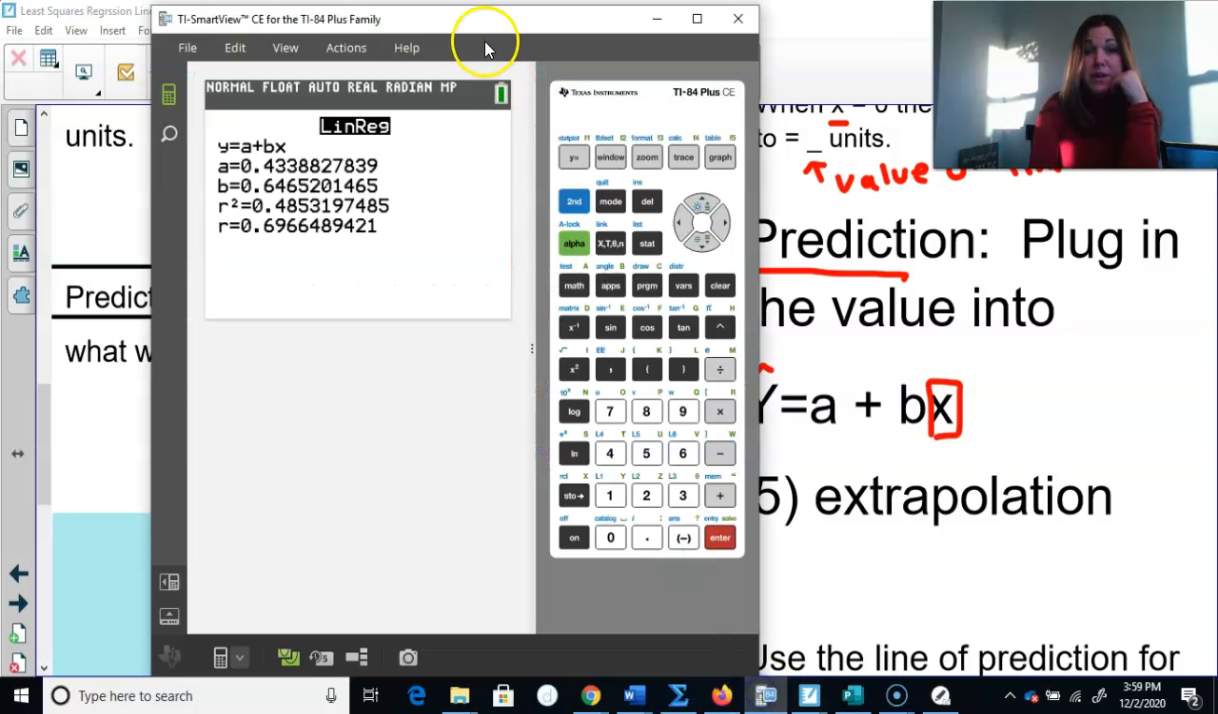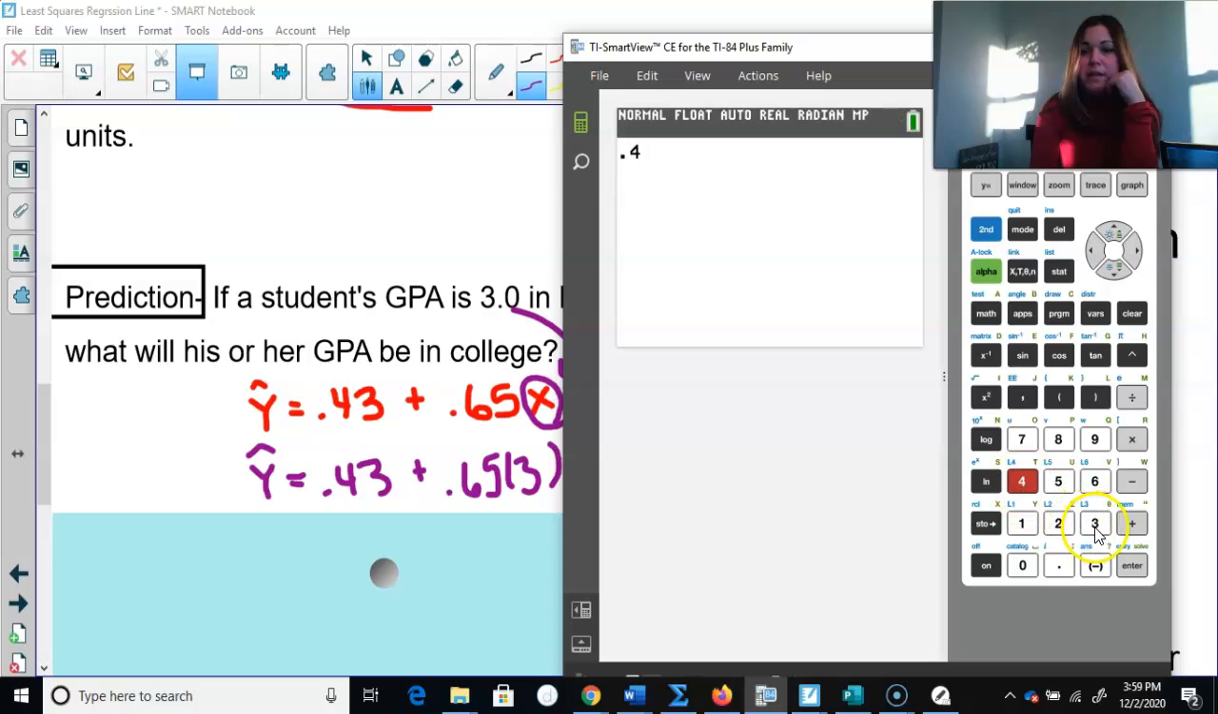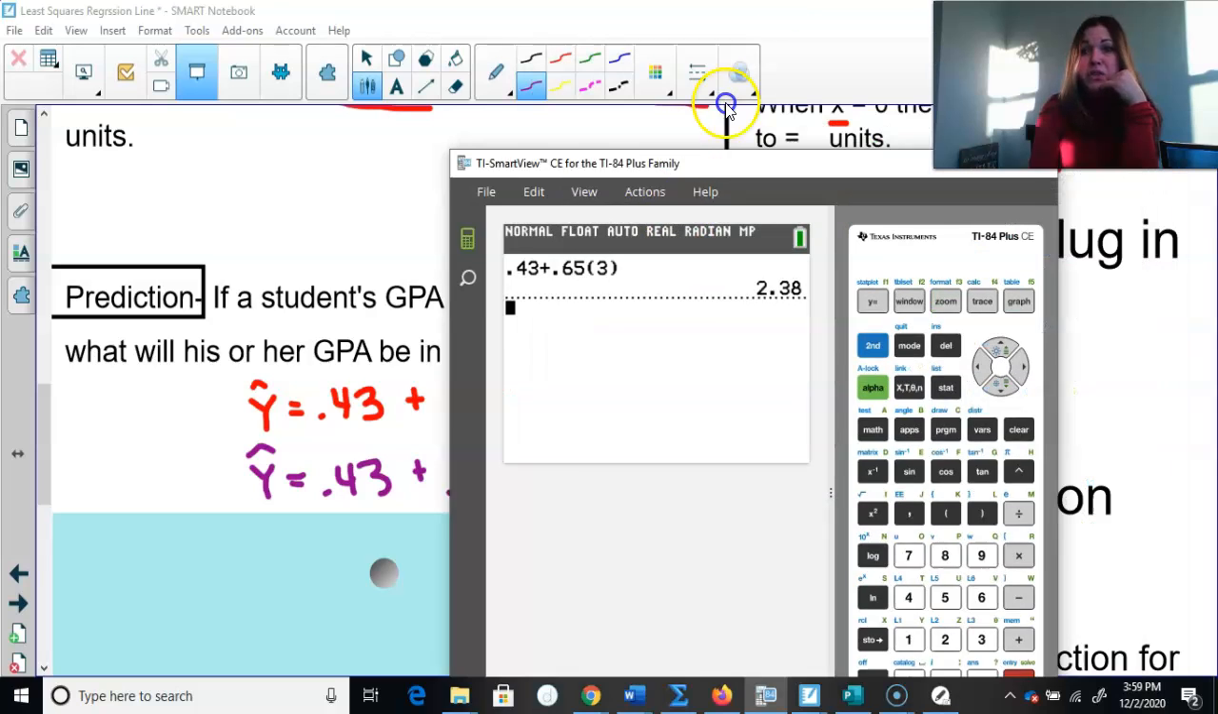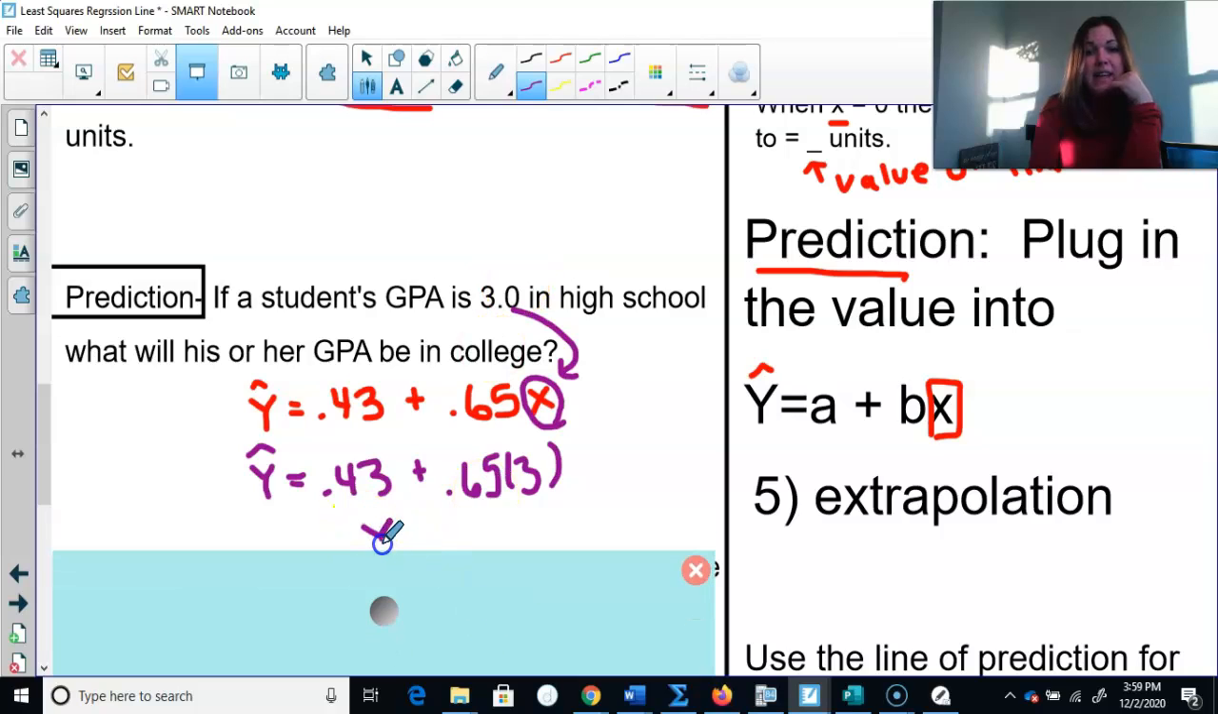We plug that into our calculator: 0.43 plus 0.65 times 3 equals 2.38. So when someone has a 3.0 in high school, we predict that their GPA in college will be 2.38.